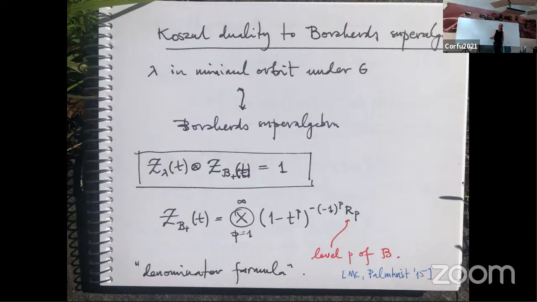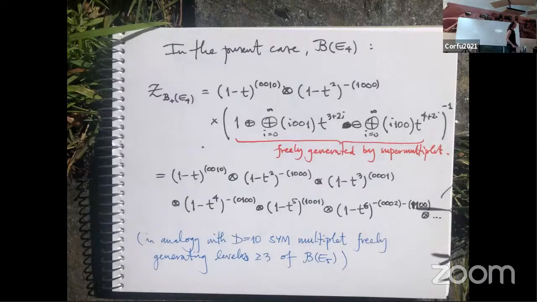So there's a superalgebra lurking behind, which is not just the ordinary global supersymmetry algebra, but an infinite dimensional superalgebra. So, in order to describe that algebra or its content at different levels, I just have to invert. This is really a useful denominator formula for the superalgebra.